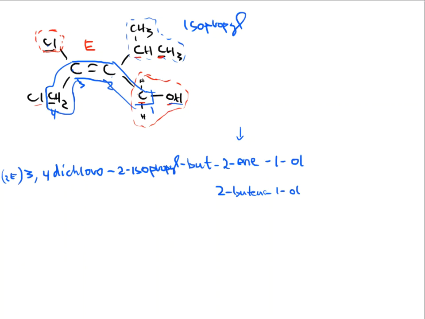Okay, so now let's do another example. That was a very complicated example, by the way, for naming. We haven't really made it that far yet, so if you struggled with that, that's okay. I've not asked you to master that yet. So let's do another example for E and Z.